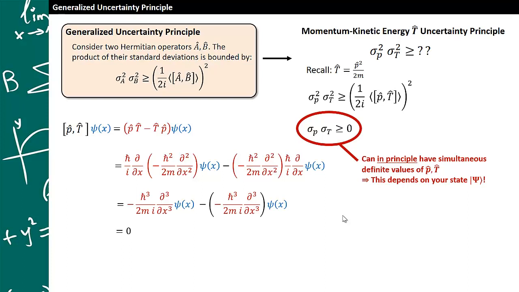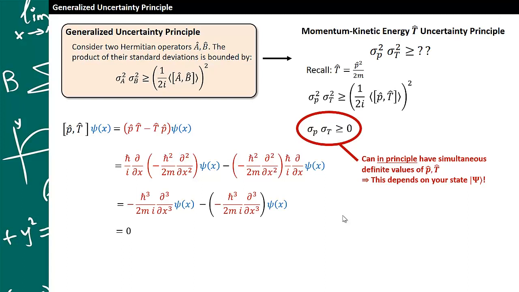Hello! In a previous video, we applied the Generalized Uncertainty Principle to the momentum and kinetic energy operators and found that the product of the uncertainty in momentum times the uncertainty in kinetic energy is greater than or equal to 0. So there wasn't a lower bound on the product of the uncertainties in this case, and that's to be contrasted with the usual Heisenberg uncertainty principle, in which the uncertainty in position times the uncertainty in momentum has to be greater than 0, namely greater than or equal to h bar over 2.